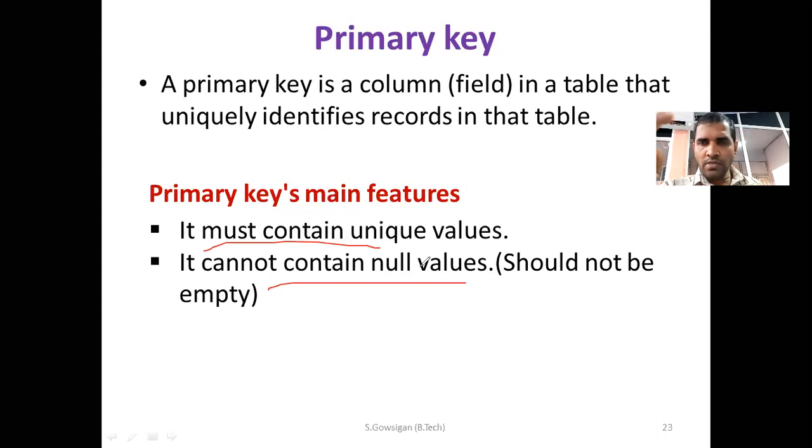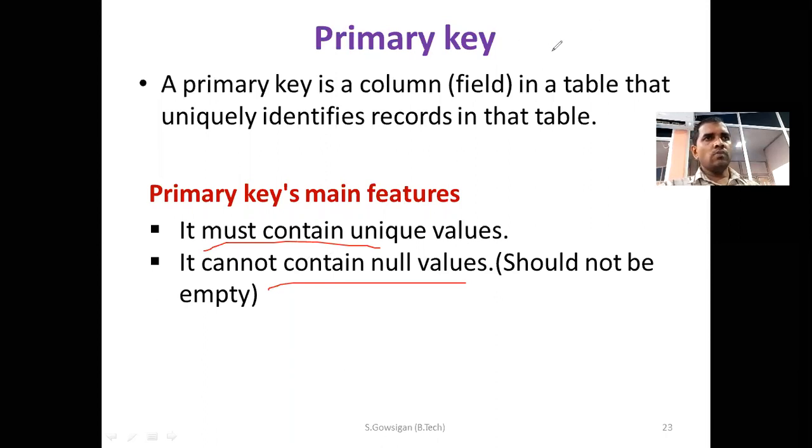What are the two eligibilities? Having unique data, no duplication. That is the first one. What's the second one? The data must not be empty. There should be data in the field, right? So they are the two things.